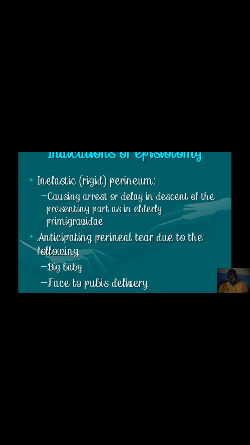But also face to pubis delivery, where the baby is in face presentation. Face presentation is where the fetal neck is overextended. If it is overextended, it means the sweeping of the perineum will be very large, and the anteroposterior diameter is increased. So in order to avoid that, for a mother in second stage of labor, we must do what we call episiotomy.